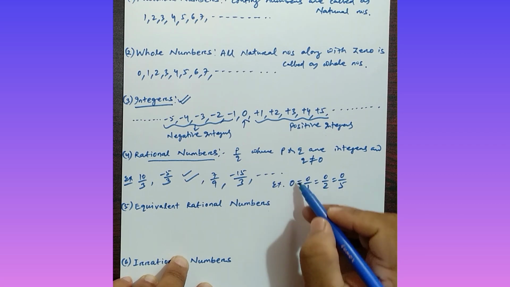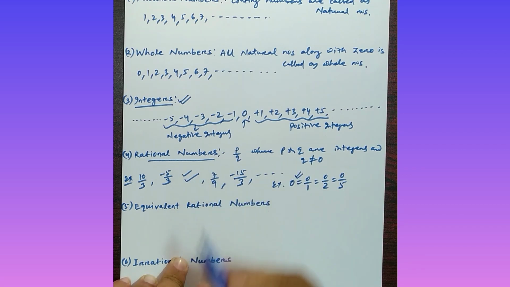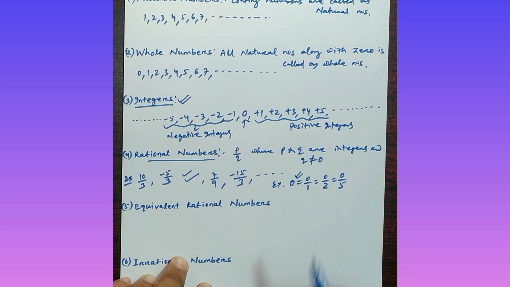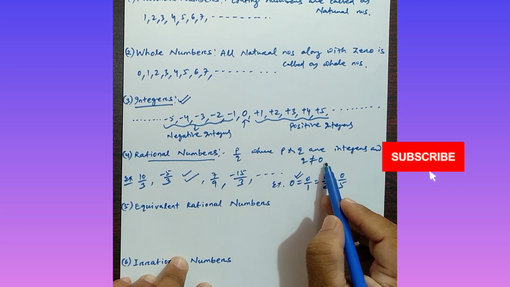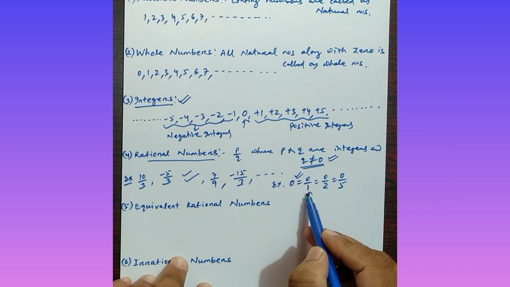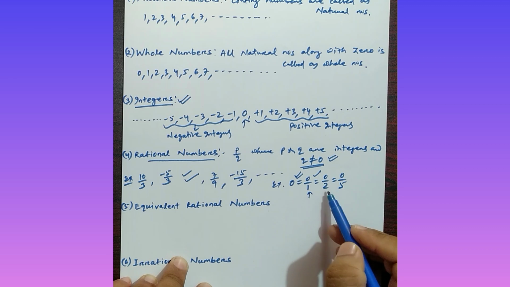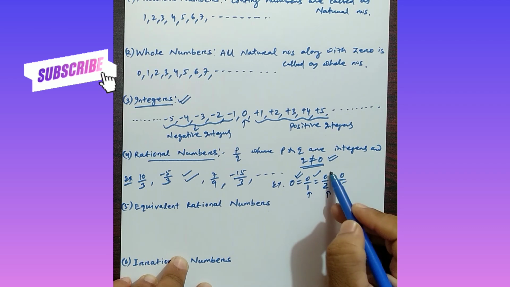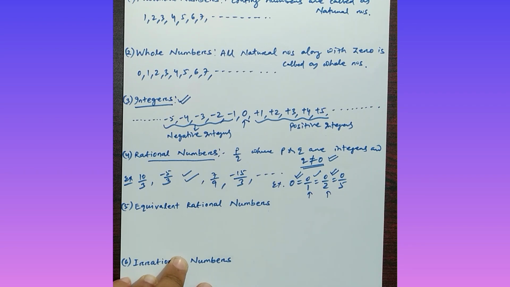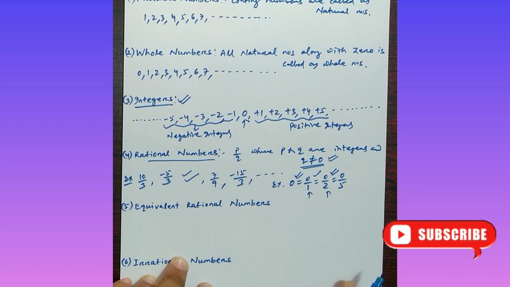That is why 0 is also called a rational number, because it can be written in the form of p by q, where p and q are integers and q is not equal to 0. Look here, q is 1, not equal to 0. Absolutely right. बहुत बढ़िया. 0 by 2, q is not equal to 0. Yes, absolutely right. So 0 is also a rational number. Clear? Oh, fine, good. बहुत बढ़िया.